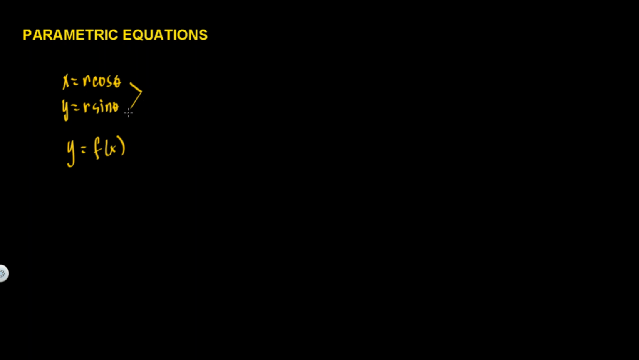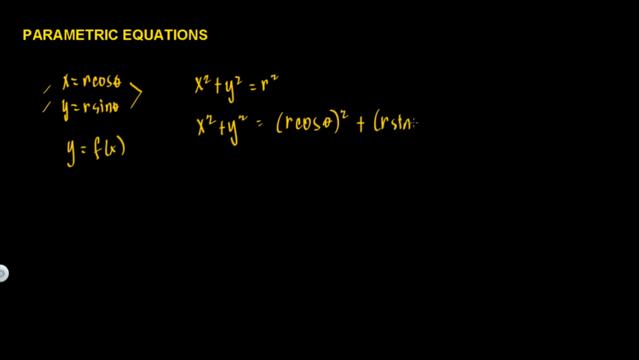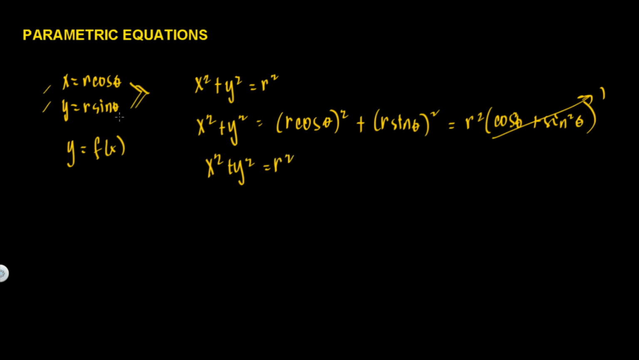And actually, these two equations are parametric equations for a circle. So why? From our geometry, we have x squared plus y squared equals r squared, correct? So let's use these two: x squared plus y squared is (r cosine theta) squared plus (r sine theta) squared. Then factoring out r squared, we have cosine squared theta plus sine squared theta, and we know from trigonometry that this is equal to 1. So we have x squared plus y squared equals r squared. So these two are parametric equations of a circle.